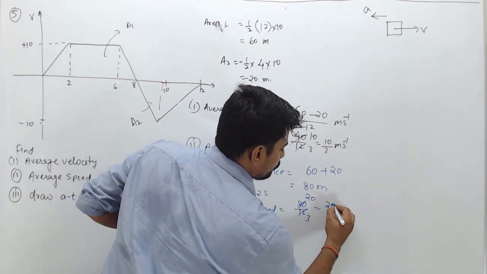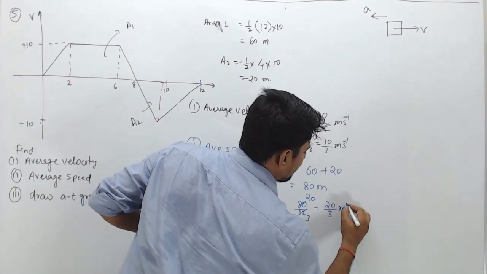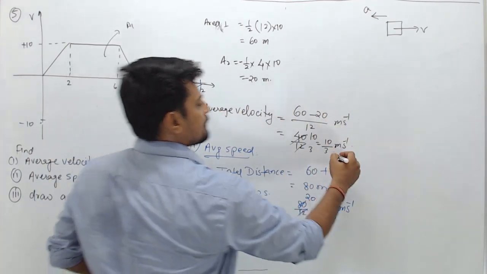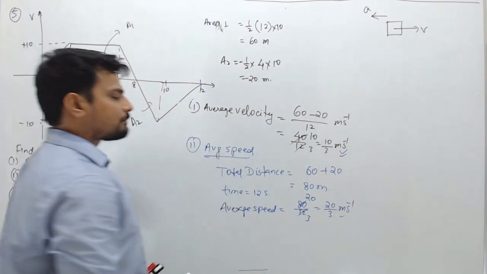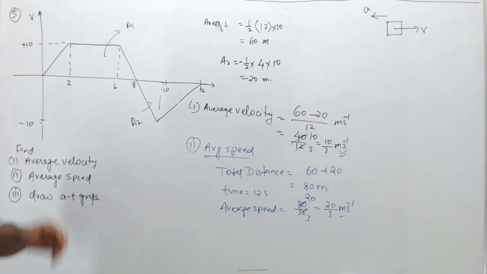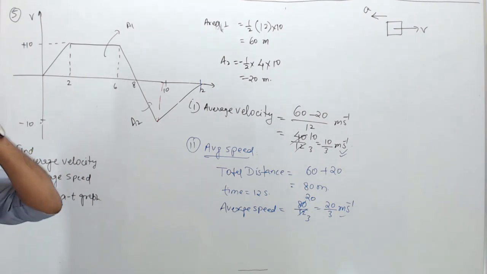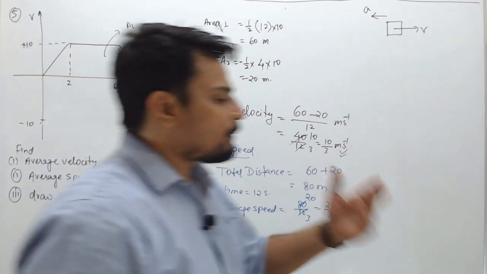That's going to be 20 upon 3 meter per second. Just develop the average velocity. So that is the average speed. So 2 part we have sorted.